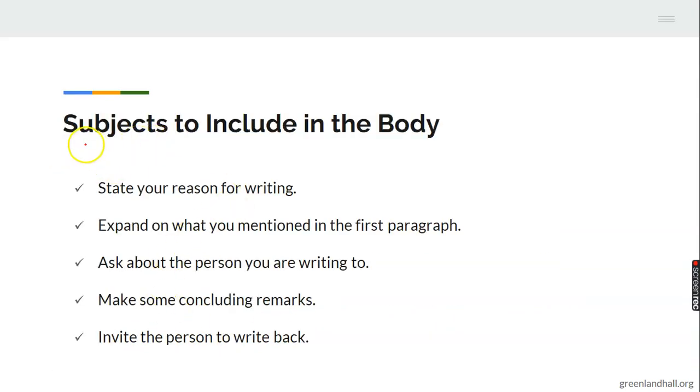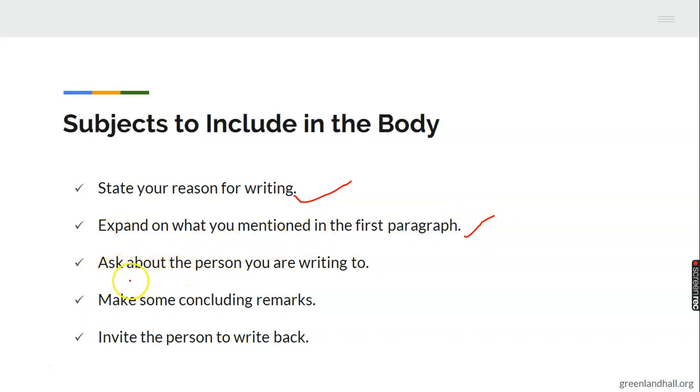Now, there are some things you need to include in the body of the letter. You state your reason for writing after your opening sentences: How are you? How have you been? How's everything? And you go to the next paragraph. The reason why I'm writing this letter to you is this, and that. So the reason for writing must be there. You expand on what you mentioned in the first paragraph. That's your reason for writing. Expand it in the next paragraph.